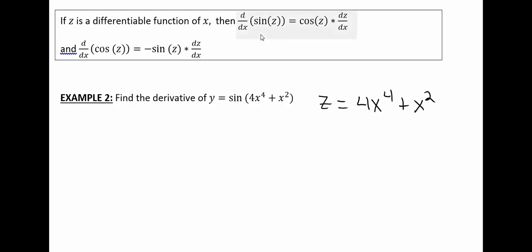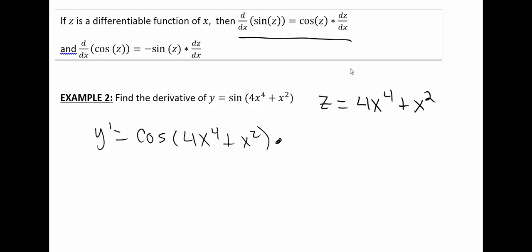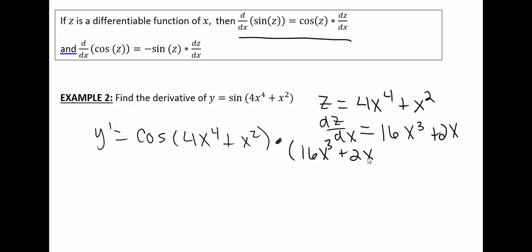So my shortcut formula for sine, that's the one on the top, says that my derivative is going to be cosine of z, which is 4x to the fourth plus x squared, times dz dx. So I need to take the derivative of z with respect to x. Here my derivative will be 16x cubed plus 2x. Notice I have more than one term, so when I put it as part of my derivative, I'm going to use parentheses. So 16x cubed plus 2x. It's these two things multiplied together that's going to comprise the derivative of my function.